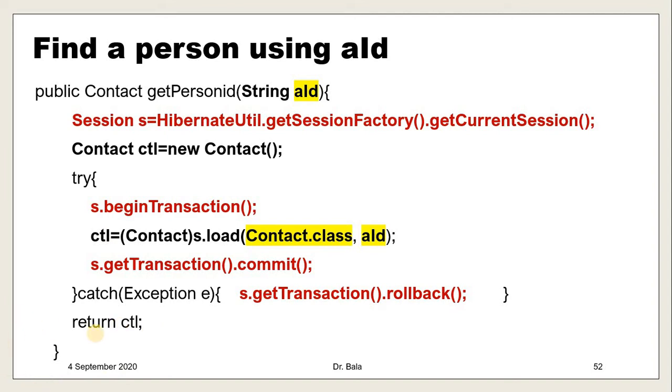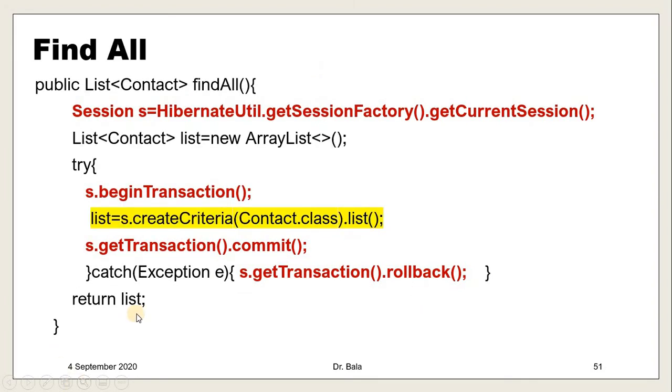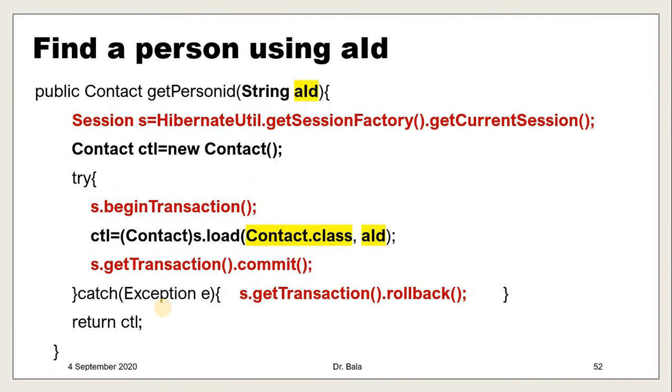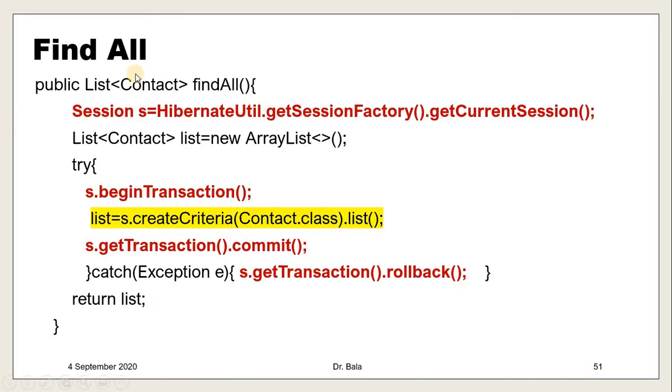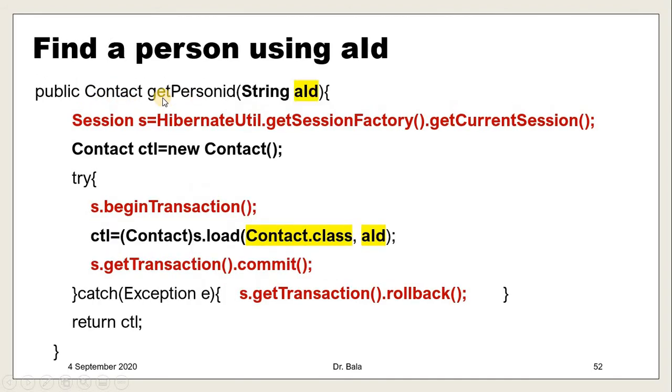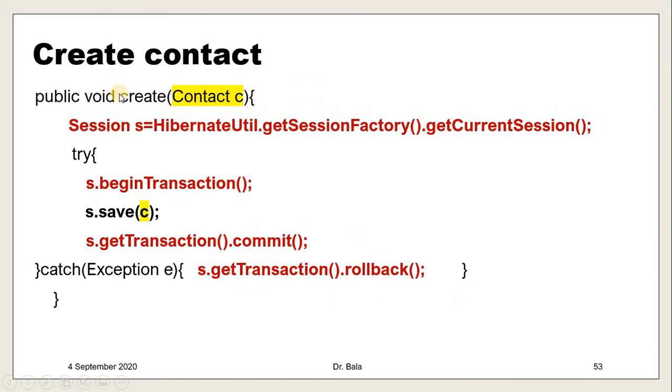You see, after the try catch block we are returning the contact class object. As before, we commit the transaction, and if any problem is there, it will be rolled back. Previously, what we returned was the list. So finding an individual record or finding all records, I have given two different examples here. Finding all means we will use a list of contact. Finding a particular one means we will directly give contact. This is the difference.